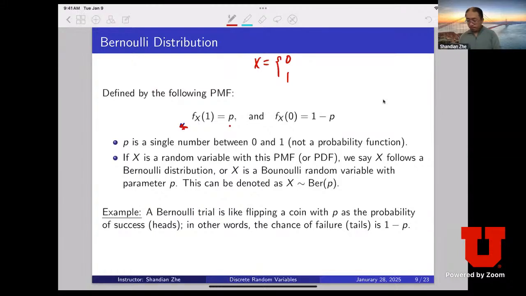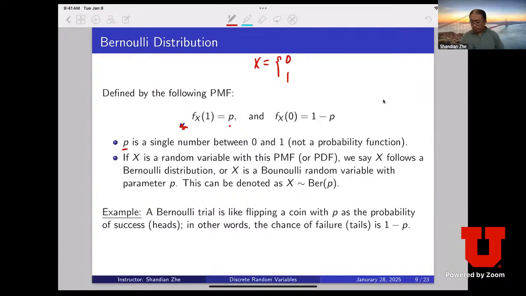Right? So here, this lowercase p is not a probability function. It's just a single number between 0 and 1. This probability mass function defines the so-called Bernoulli distribution. Any question regarding the definition?